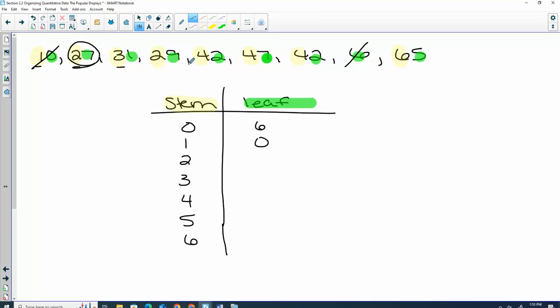I put 7, 9. Okay, so we have to put them in order, 7 and 9. My 3's, we have just the 1. My 4's, 2, 7, 2, and we'll put 2, 2, 7, just going small, increasing order. There were no 5's. I don't want to put a 0 here because then it would look like a 50. There was nothing, so we just leave it blank, and this would be a 5 for 65.